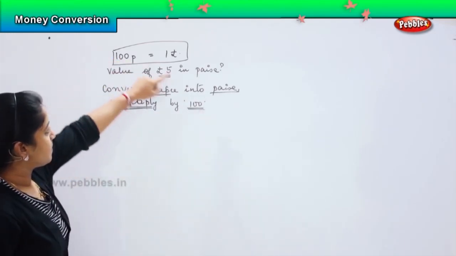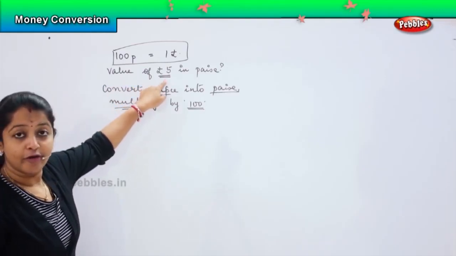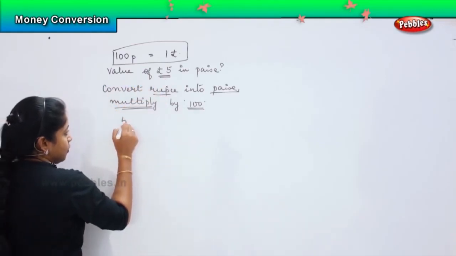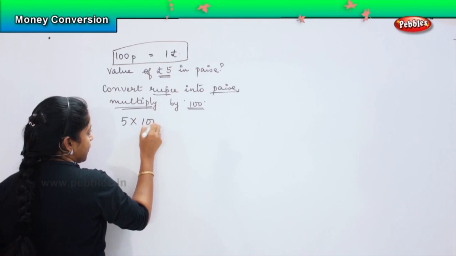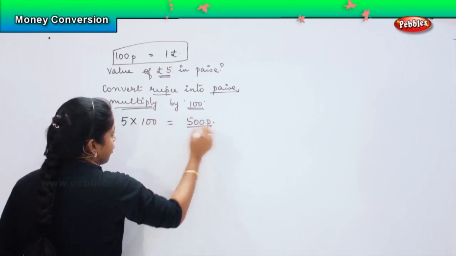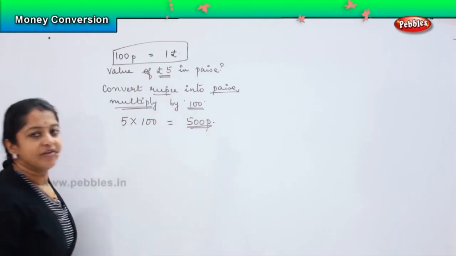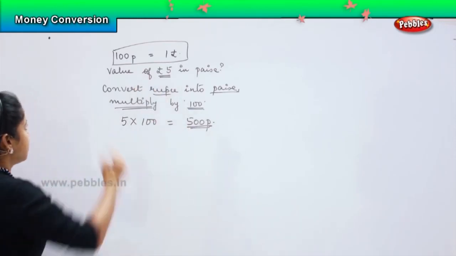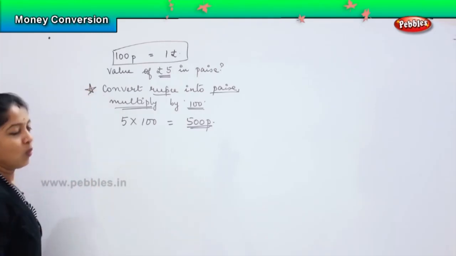So since 100 paise makes 1 rupee, they are asking me the value of 5 rupees. So what will I do? 5 into 100 is equal to 500. So the value of 5 rupee is equal to 500 paise. So this is my rule number 1.